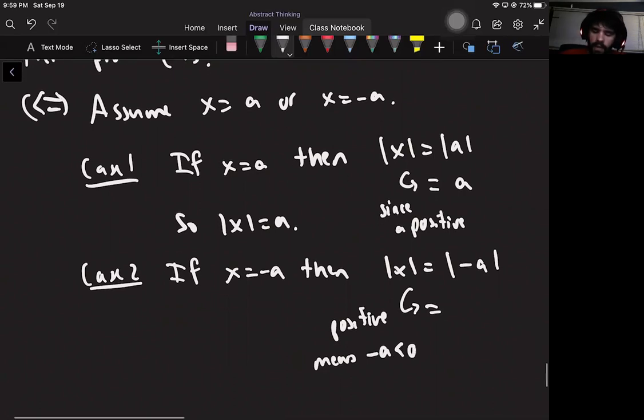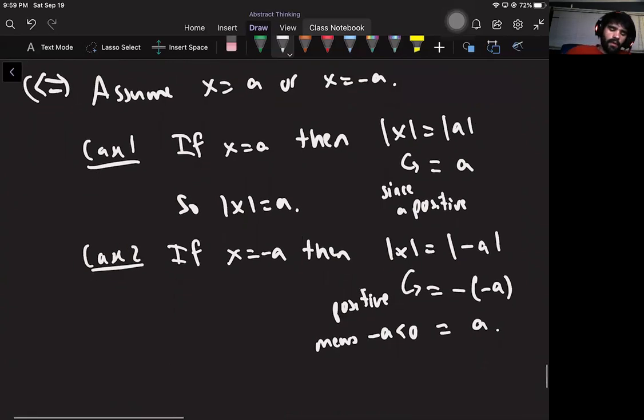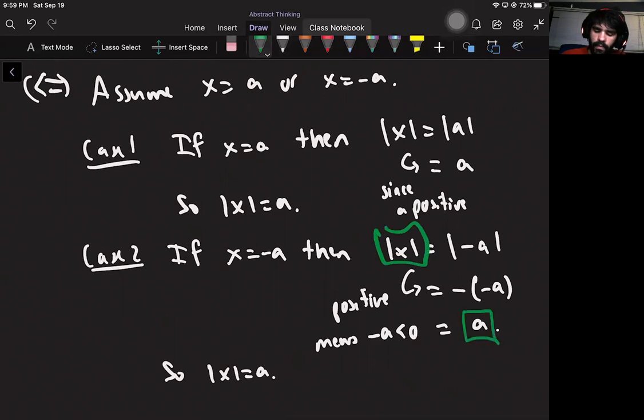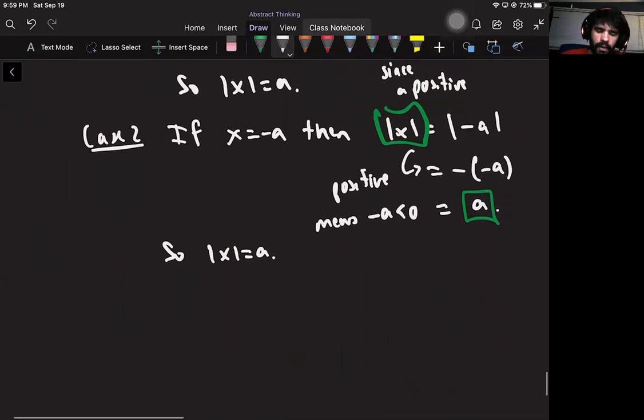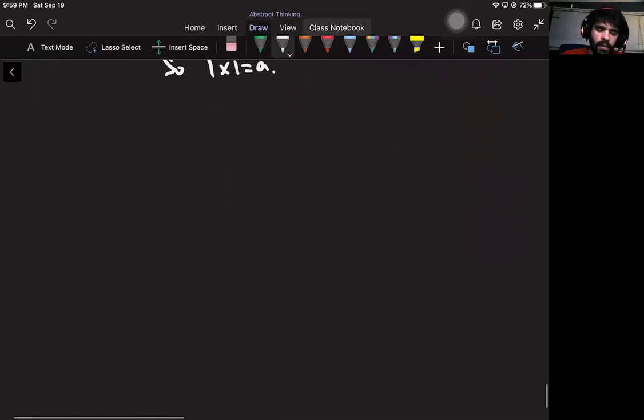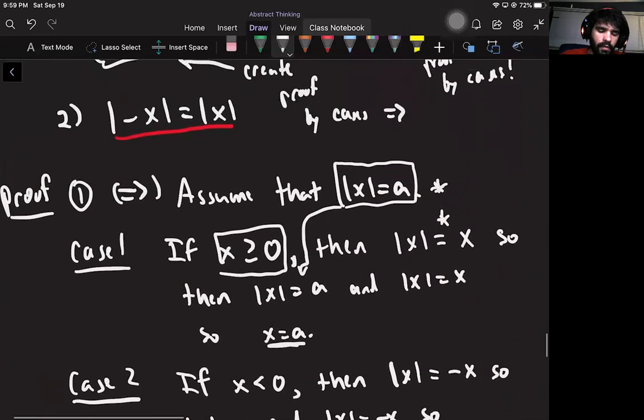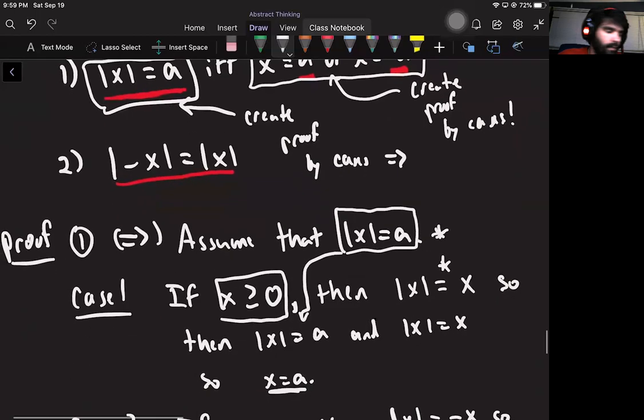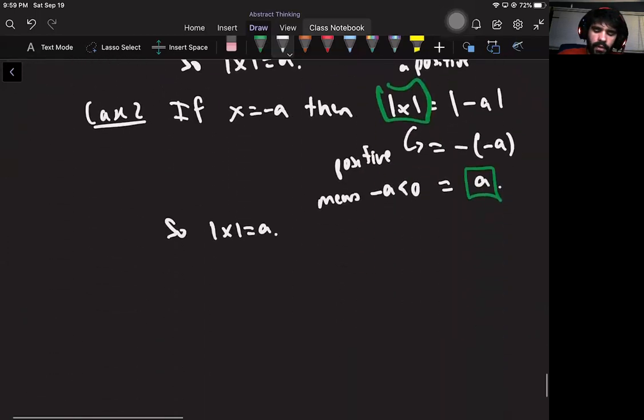So what happens when you take the absolute value of a negative number? You stick a negative in front of it. So then I get negative times negative is positive a. So I still get the conclusion that I want, which is that the absolute value of x equals a. Okay, so this proves 1. I'm not going to prove 2 because I want to do more important proofs, but you can try it out if you want. Hope it's believable. I'm going to use it.